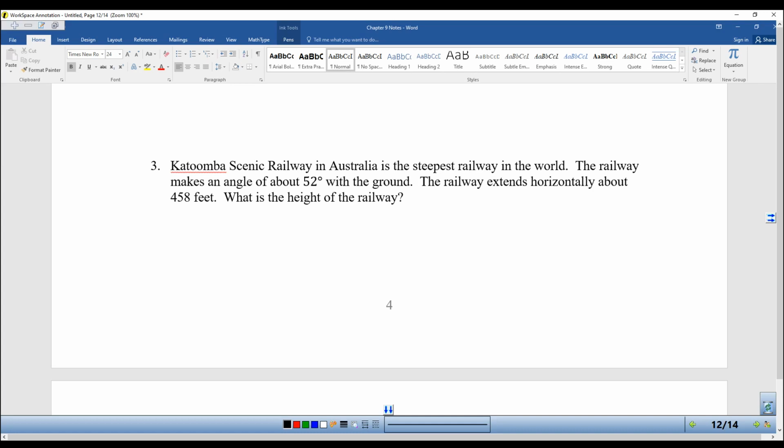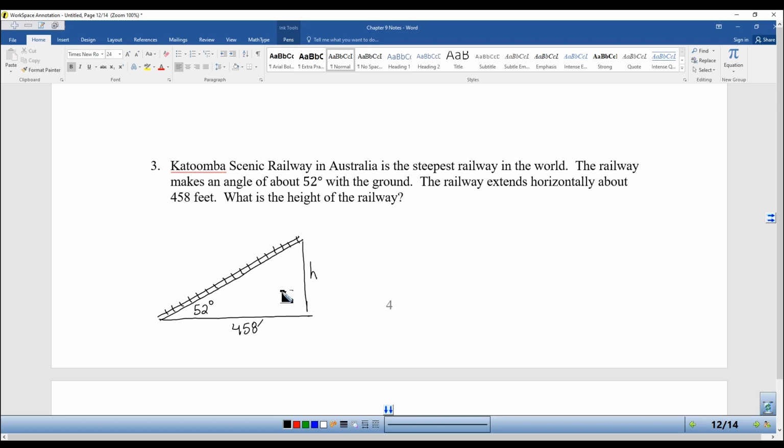Katoomba Scenic Railway in Australia is the steepest railway in the world. The railway makes an angle of about 52 degrees with the ground. The railway extends horizontally about 458 feet. So what is the height of the railway? So you have this train track, this railway. I'm not going to draw the train. It would be embarrassing. So horizontally, it covers 458 feet, but its angle is a stunning 52 degrees. So what is the height of the railway?